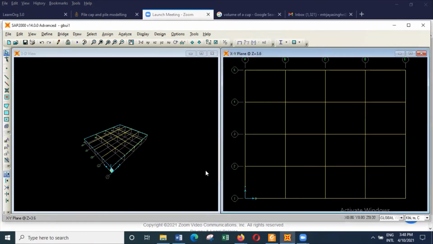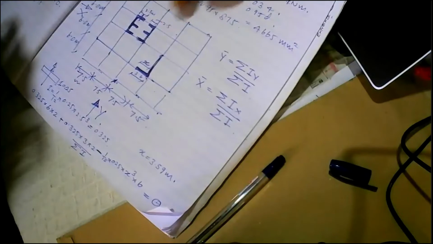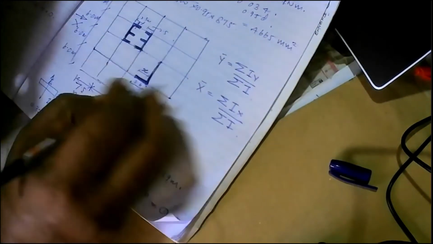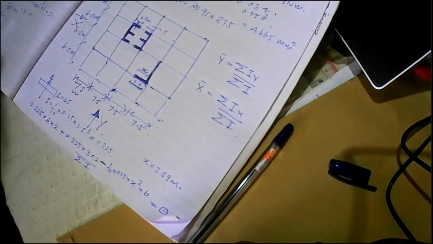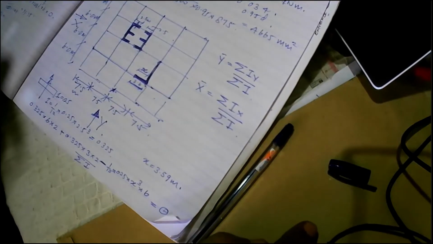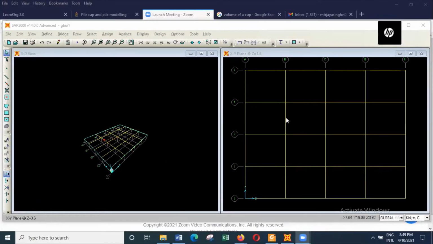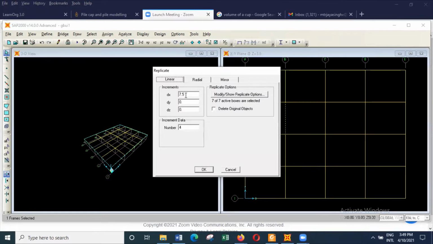And then I have to create these walls, and this is 3.6 meters. I have to create these walls. So let's see how to create those walls. So what I can do is I can say replicate at 2.5 once.